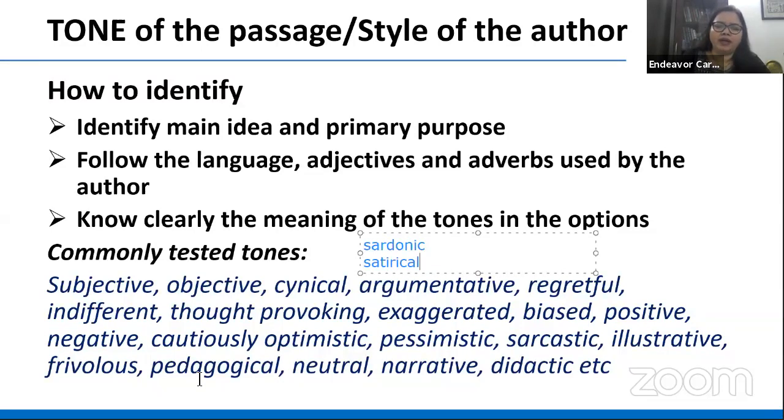So we can also connect pedagogical here. Pedagogical and didactic can be put together because pedagogical is also instructional. So if you call a piece of writing, the author's tone here is pedagogical, he sets out to educate, inform, teach. It's instructive. Instruct the reader, right? Narrative tone. Where does the narrative tone come in? Neutral can be put together with objective, etc. No stand taken, right? Indifferent, objective.